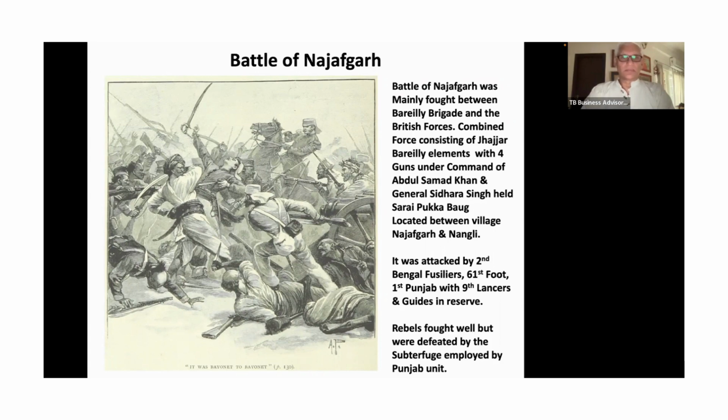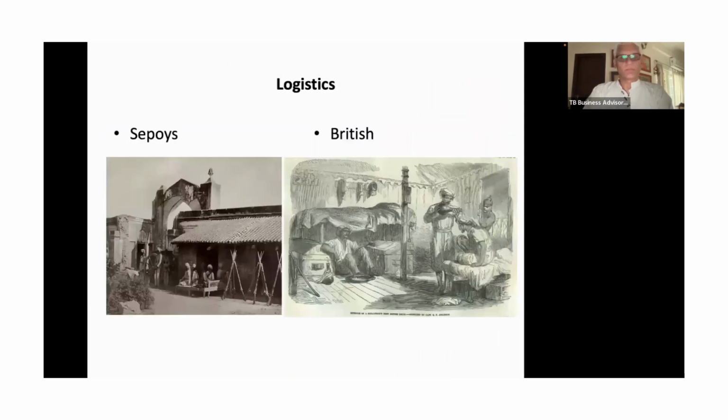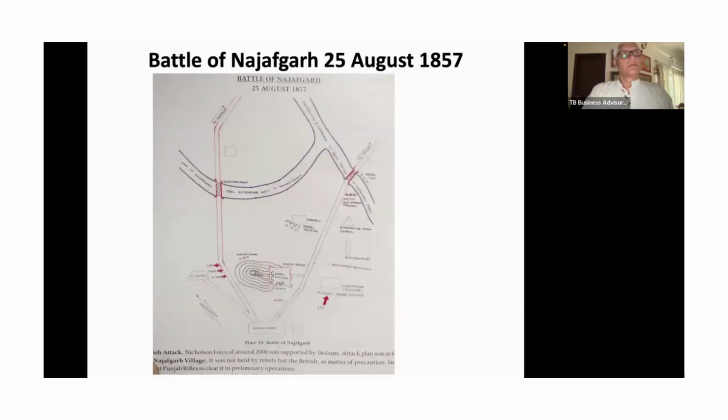The task was taken up by the Neemuch forces, and the Bareilly element was supposed to be in support. Here, for those of us who may not know, the Neemuch Brigade was a brigade which was located at Neemuch, had rebelled, and moved up to Delhi to join up with the rebels. It was led by General Sidhara Singh and his deputy Hira Singh.